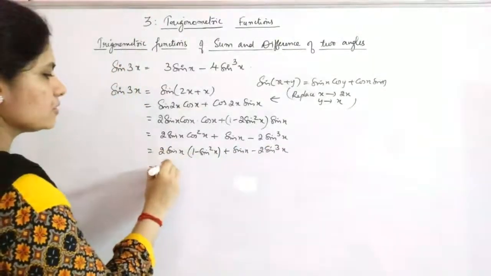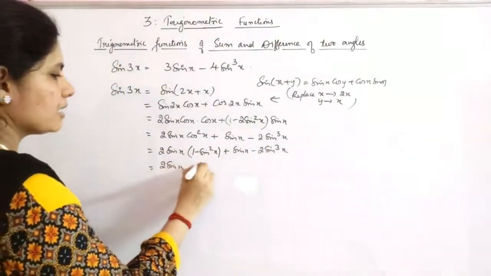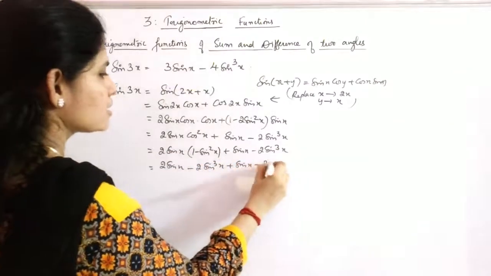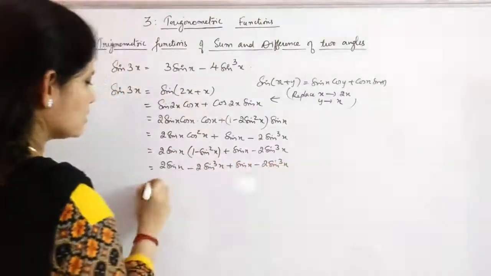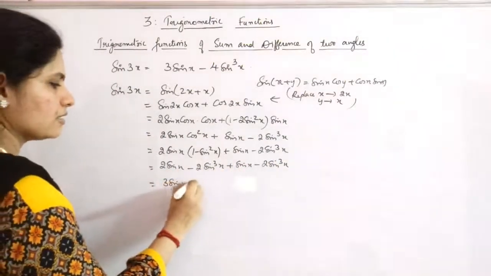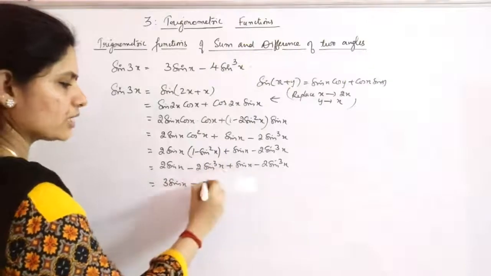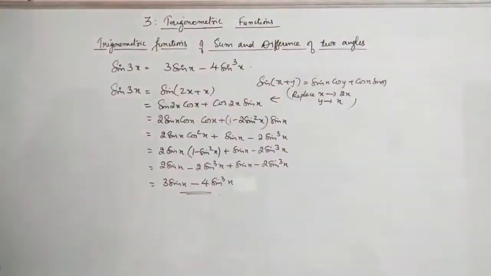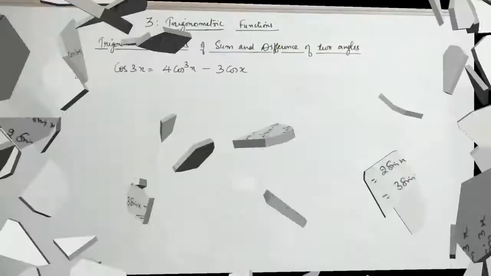Now multiply this, you will get 2 sine x minus 2 sine cube x plus sine x minus 2 sine cube x. So you have 2 sine x and a sine x, which will give you 3 sine x, minus 2 minus 2, that is minus 4 sine cube x, which is your answer. That is sine 3x is equal to 3 sine x minus 4 sine cube x.